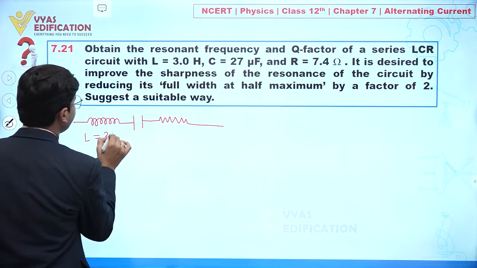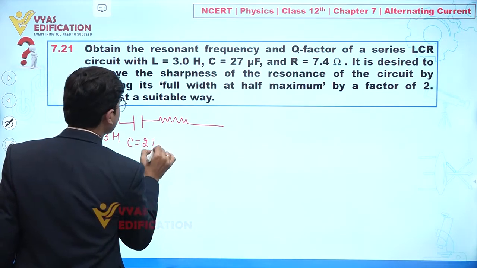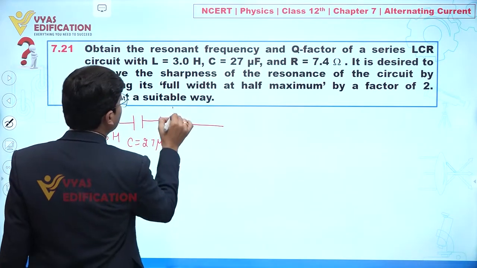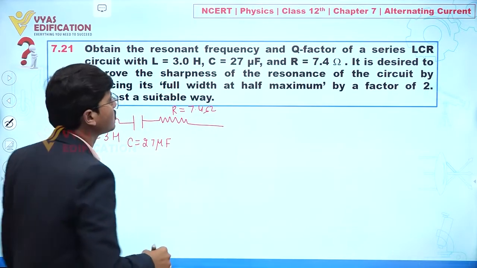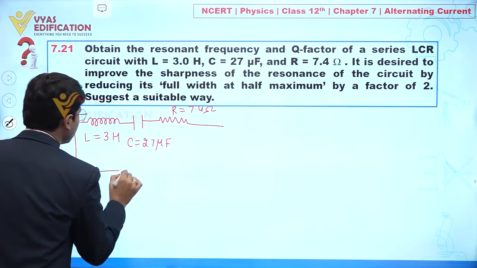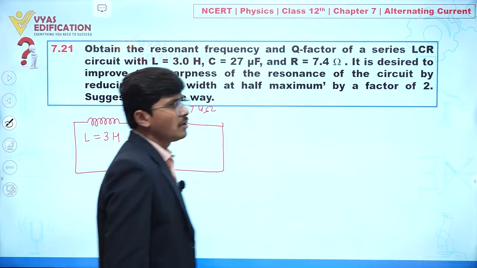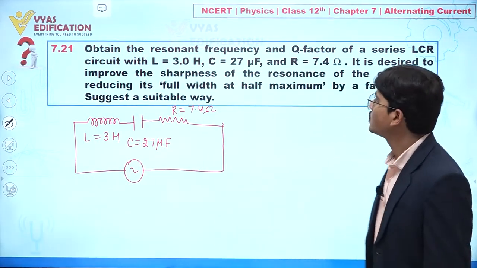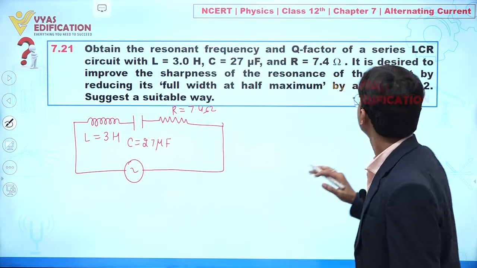The L value we have is 3 Henry. The value of capacitance is equal to 27 microfarad. And the value of R is given to you as 7.4 ohm. So let's suppose it is connected with an AC source. Now our objective first in this question is to calculate the value of Q factor.